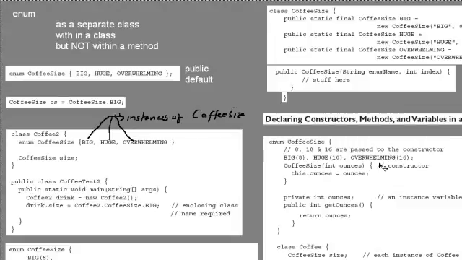In this video, I'd be talking about enums in Java. Enums could be declared as a separate class that is outside of any other class in your code. They could be declared within a class, but not within a method.